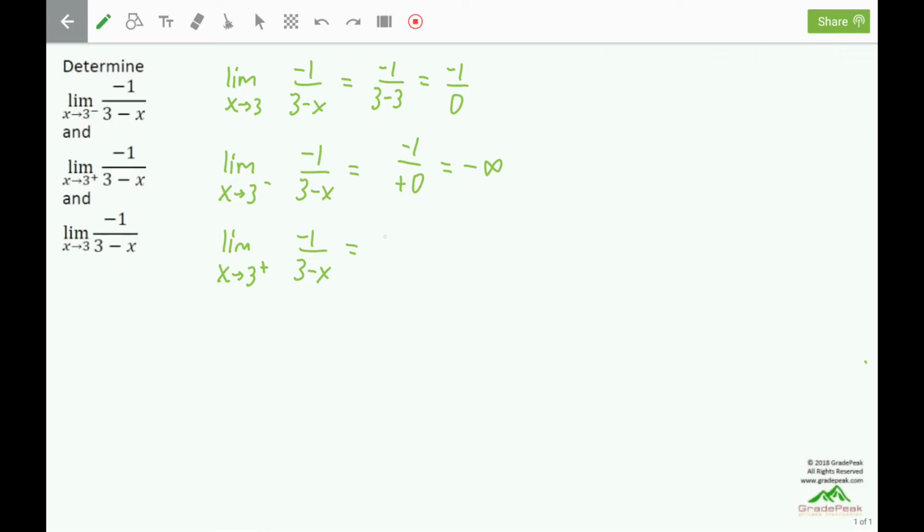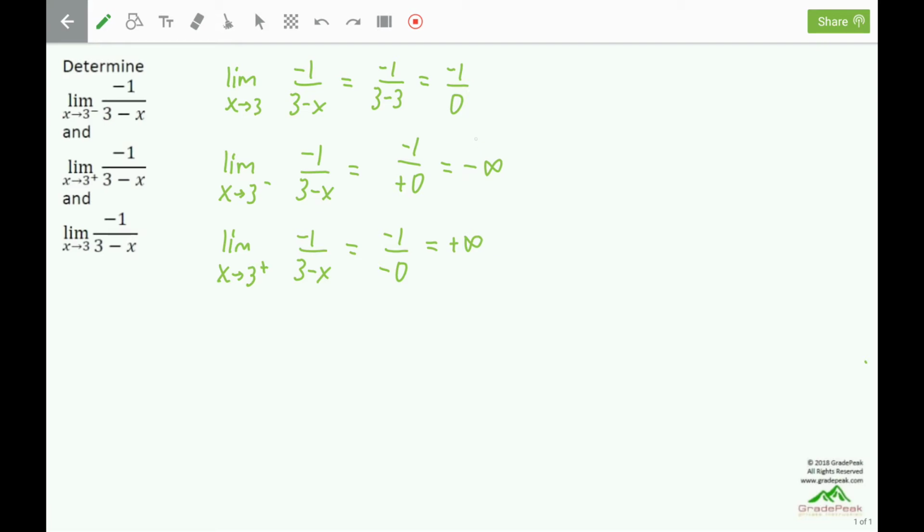number. It's going to approach 0 as x approaches 3, so we can write it as 0, but it will stay negative. A negative over a negative is a positive. A non-zero over a 0 is an infinity, and we have the right-sided limit is positive infinity.